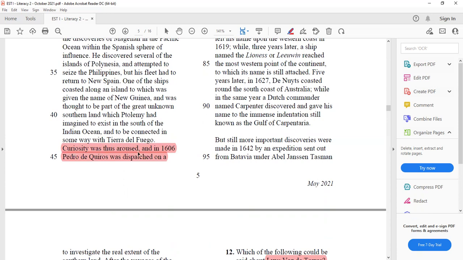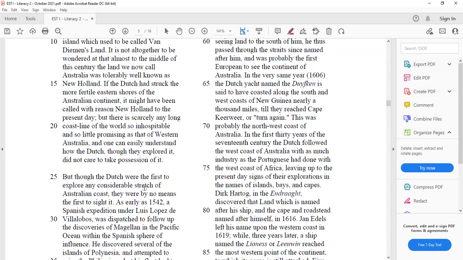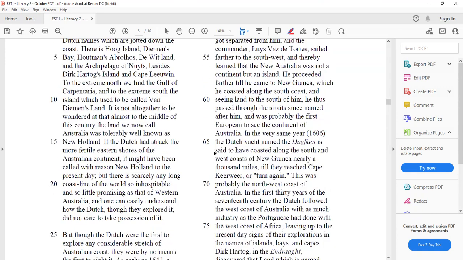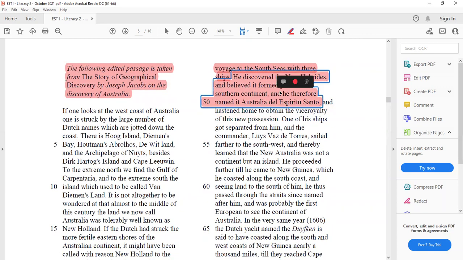Curiosity was thus aroused, and in 1606, Pedro de Quiros, no, this is not the man, was dispatched on a voyage to the South Seas with three ships. He discovered the New Hebrides. Take care: if we don't move a line before, we're not going to know who he is. We would think he is the man mentioned in the question. He discovered the New Hebrides and believed it formed part of the southern continent, and he therefore named it Australia del Espiritu Santo, and he hastened home to obtain the patronage of this new position. No, it doesn't mention the name of the man we are searching for. So this is not the answer.